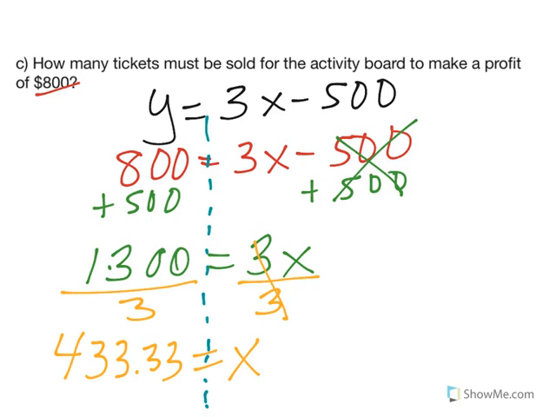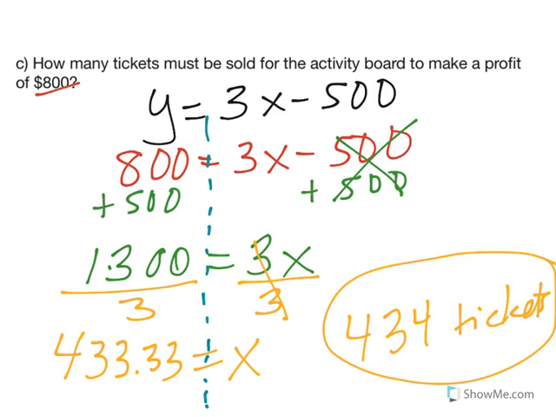433.33. Well, that again is a decimal. You cannot sell 0.33 of a ticket. So if you want to have a profit of 800, then you have to sell 434 tickets. It'll be a little bit above 800, but if you only sell 433, you're below 800, so you did not hit your goal.